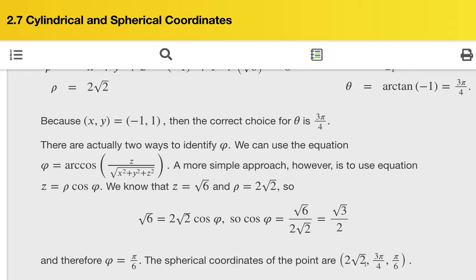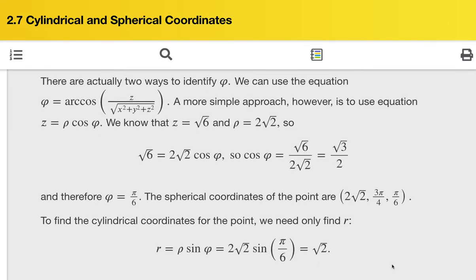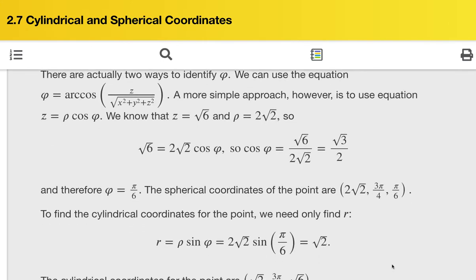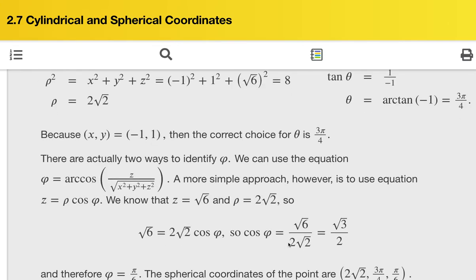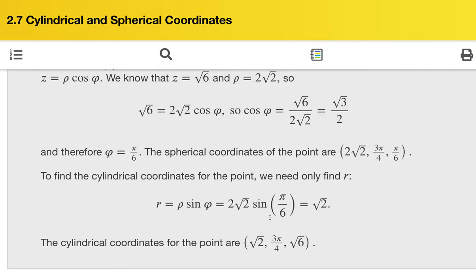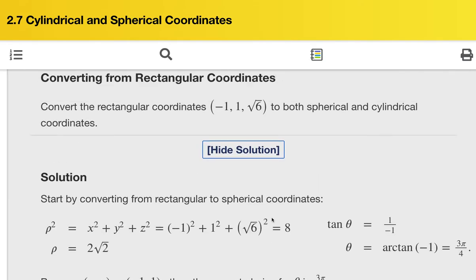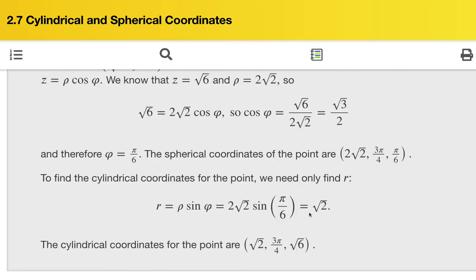And then finally, we do have the spherical coordinates for the point: 2 times square root of 2 for rho, then theta, and phi. And if you need the cylindrical coordinates, you could follow the way in the textbook, but I say it would be a lot easier if you start from the polar coordinates. So that's the square root of 2.